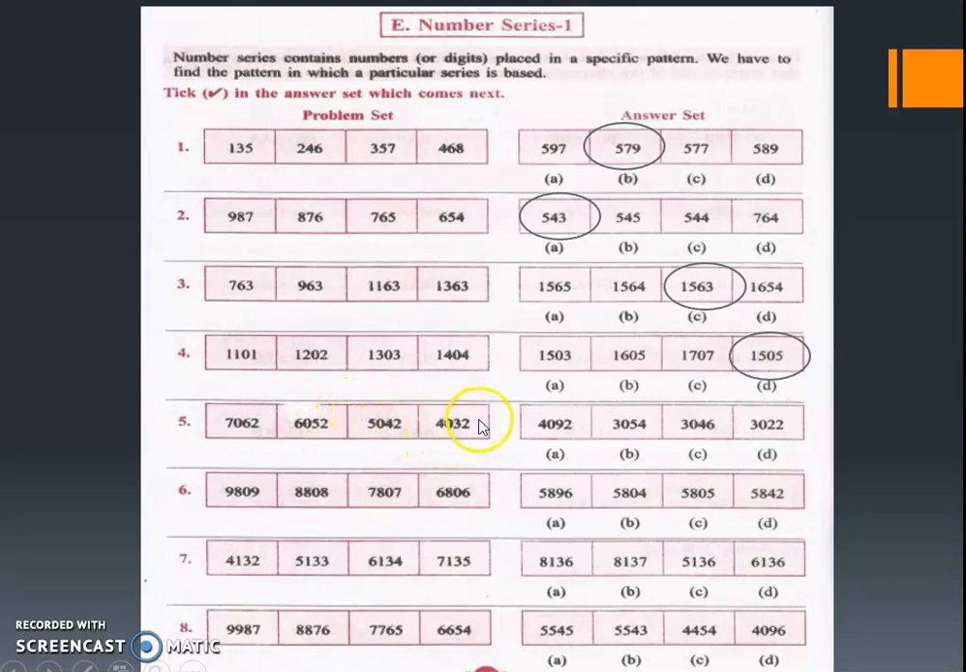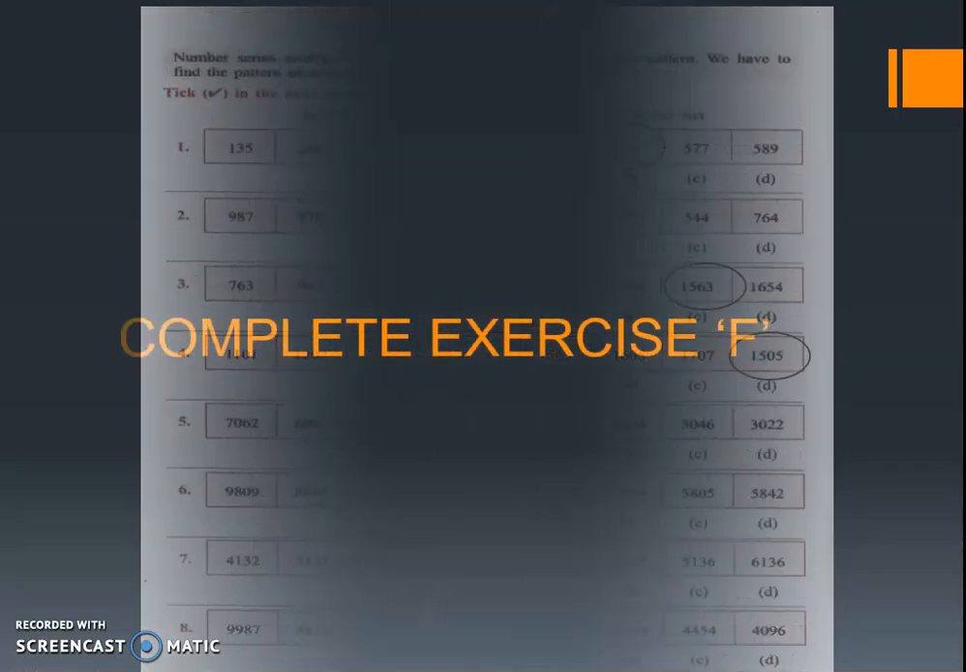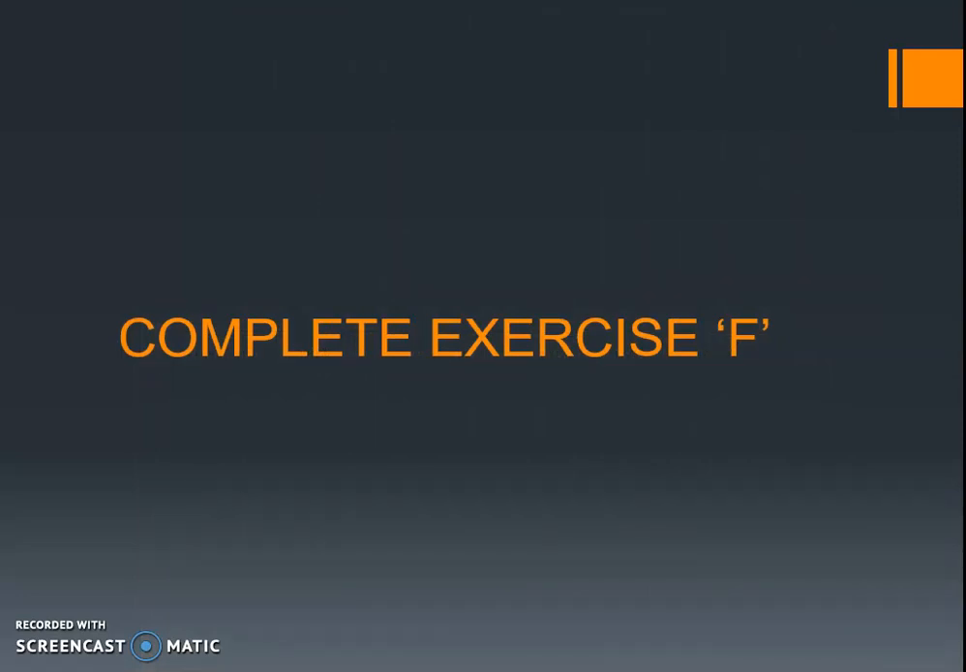So if I am reducing 1000, then 3032. If I am reducing the tens value also, then 3022. Whether it is available or not? Yes, it is here. 3022. So that will be the answer for the fifth question. Is it clear? Likewise, you have to complete the next activities.